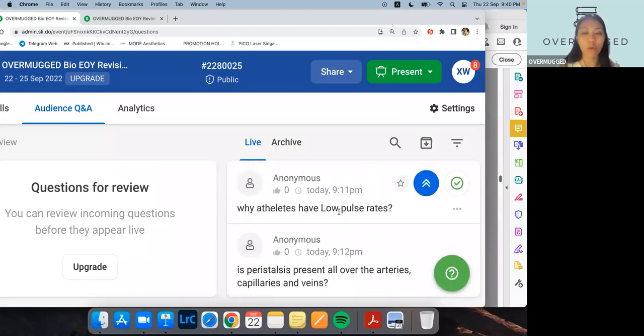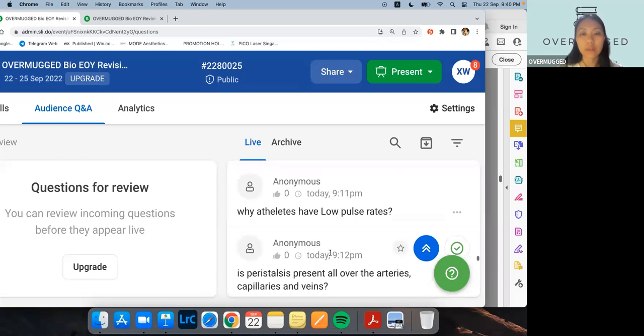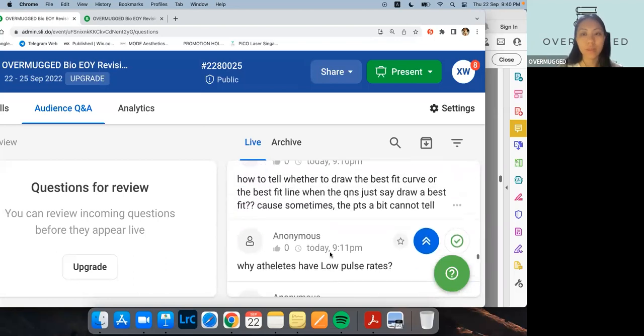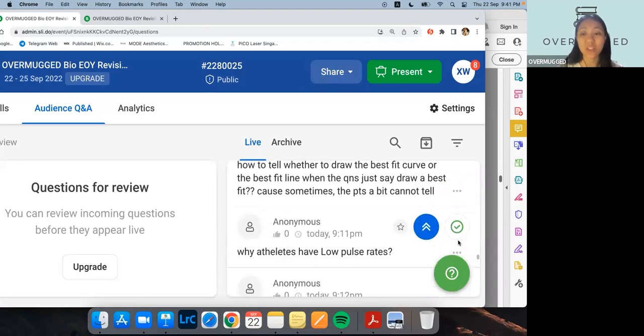Peristalsis present all over arteries? No. Peristalsis mainly happens in your alimentary canal. And when you all learn about sexual reproduction, it is also present in the oviduct. So not really in arteries, capillaries, and veins. Nope. Just now I answered this question already.